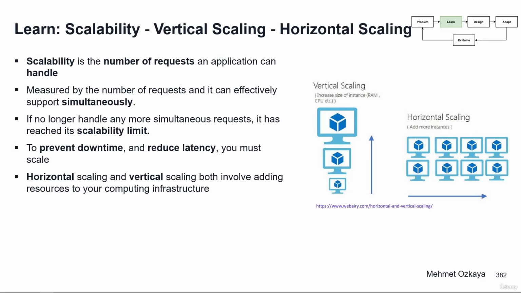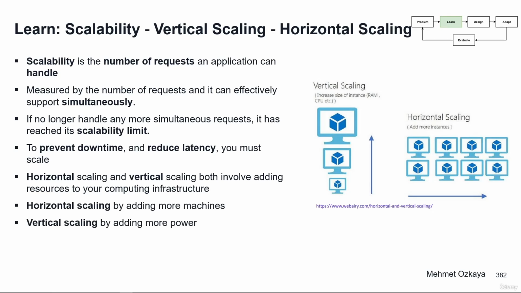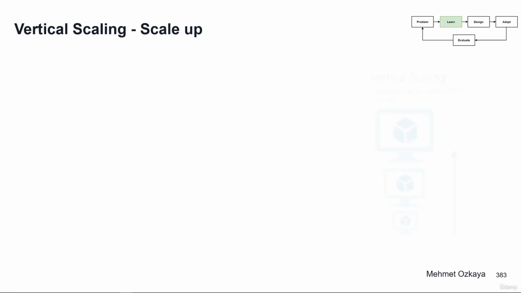So scaling horizontally and scaling vertically are similar in that they both involve adding more computing resources into infrastructure. There are distinct differences between the two in terms of implementation and performance. So what are the main differences? Horizontal scaling means scaling by adding more machines to your pool of resources, also described as scaling out, whereas vertical scaling refers to scaling by adding more power, like adding CPU and RAM to an existing machine, also described as scaling up. So now let's explain these one by one.